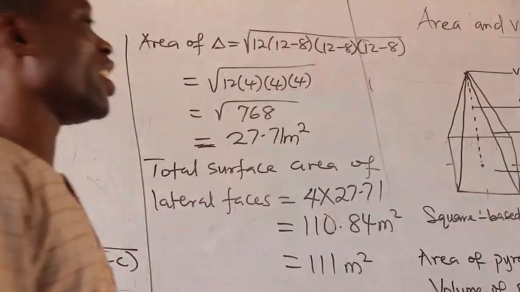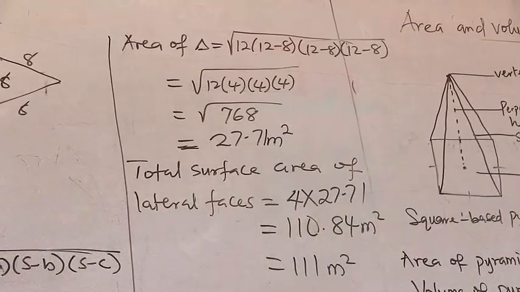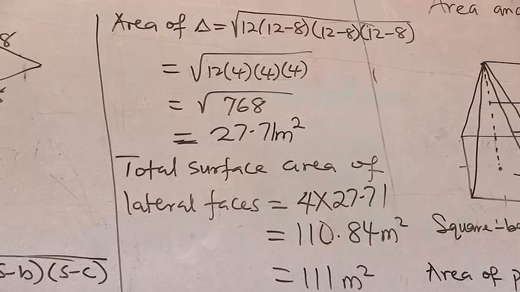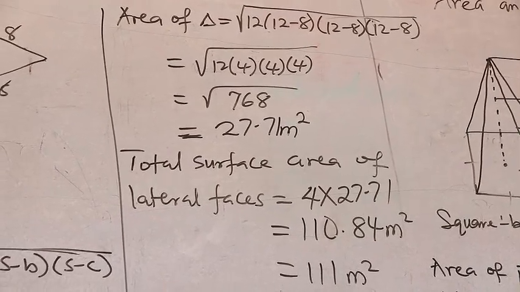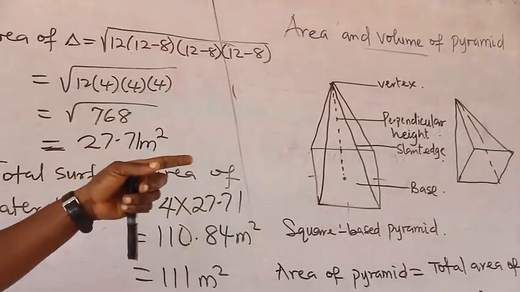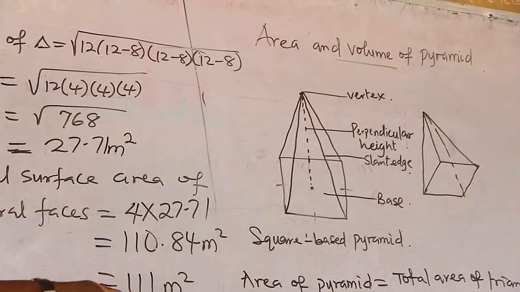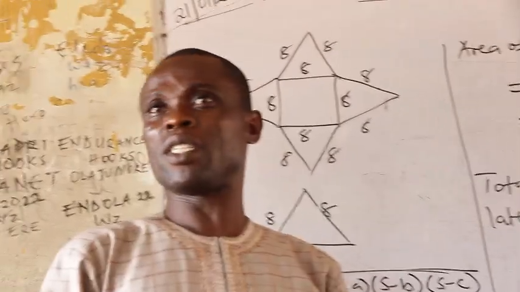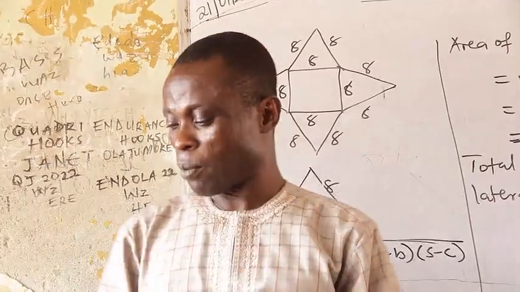So that is how to find the total surface area of the lateral face. But to find the total surface area of that pyramid is not the problem again. We have done that of base area, and we just had that question A, which is 64. So this one will now give us the total surface area of that pyramid. I hope that one is clear. Okay.